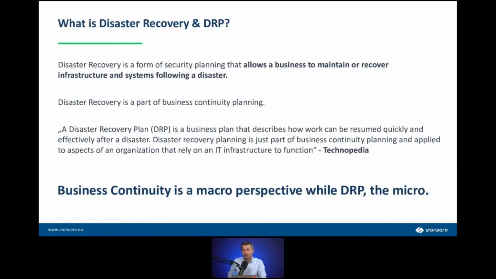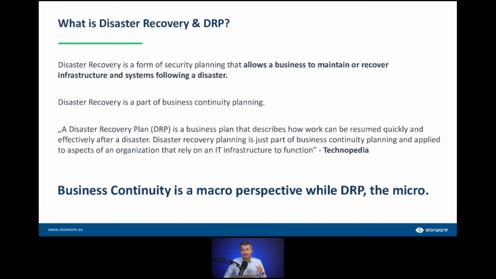So let's start with the explanation. There are tons of different explanations of what disaster recovery actually is. I find one which I like and fully support. Disaster recovery is a form of security planning that allows the business to maintain and recover systems following a disaster. And keep in mind, disaster recovery is a part of something bigger. I put here, business continuity is a macro perspective of the disaster recovery plan.